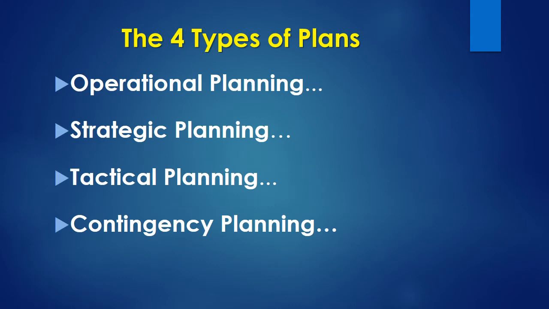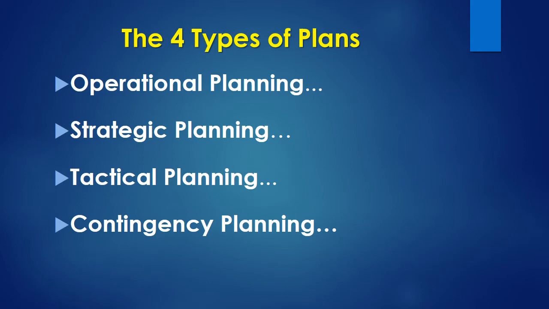There are four types of plans. We have the operational planning, strategic planning, tactical planning, and contingency planning. First is the operational planning. When we say operational planning, it is about how things need to happen. This type of planning typically describes the day-to-day running of the company. Operational plans are often described as single-use plans or ongoing plans.